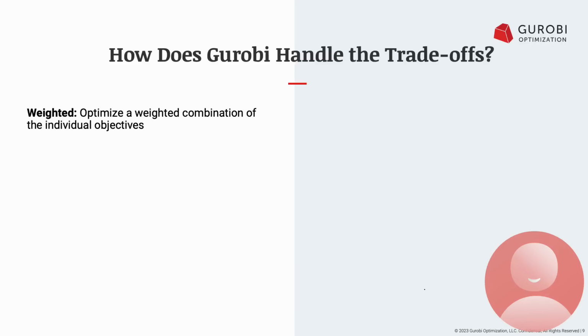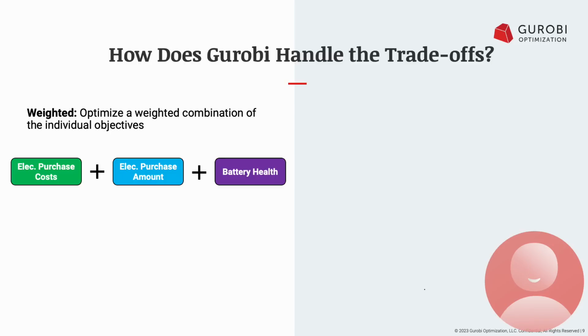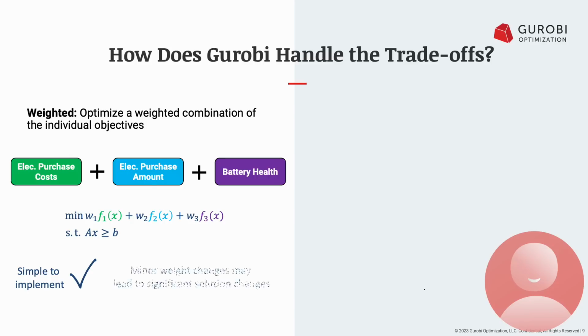So one option is what we call a weighted multi-objective, in which you optimize a weighted combination of the individual objectives. So we have our purchase costs, we have our purchase amount, and we have our battery health indicator. Essentially, weighted multi-objective just adds those objectives together, and here's an algebraic form for it, all scaled by some weighting. What's great about this approach is that it is very simple to implement. If your original problem was a quick solve, this isn't going to add any extra complexity.